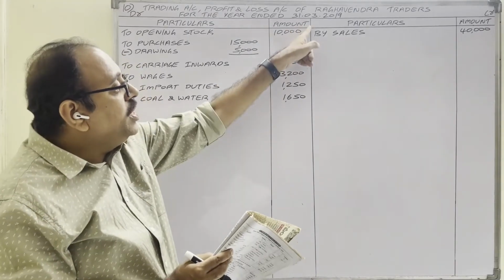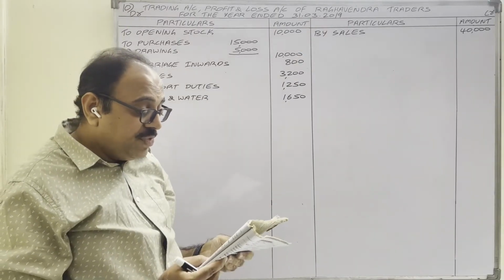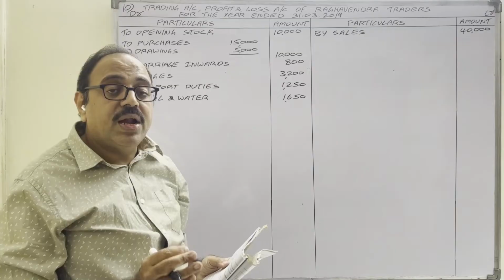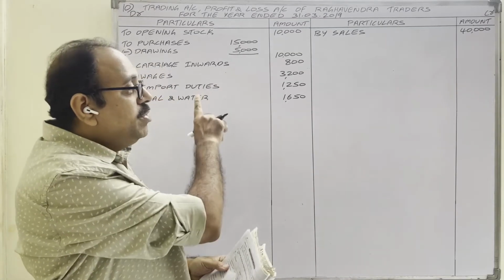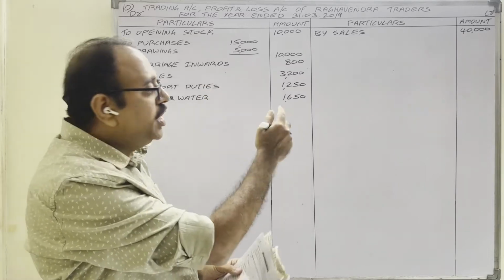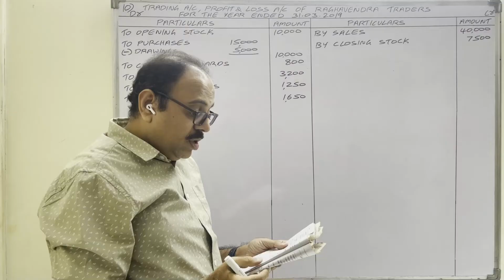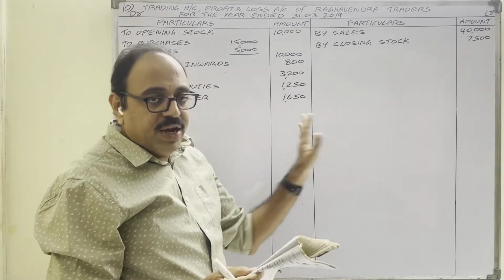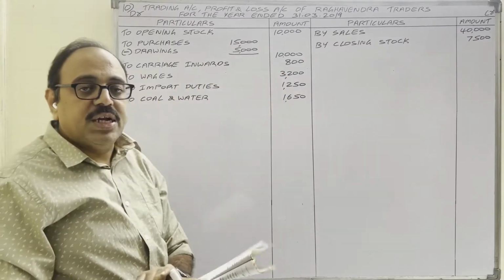At the end of the year, on 31st March 19, in our firm, we have 7,500 worth of stock. This is called closing stock. Opening stock on the debit side, closing stock on the credit side we should write. So by closing stock, 7,500. Remaining points don't come in the trading account. So related to the trading account, everything is completed.